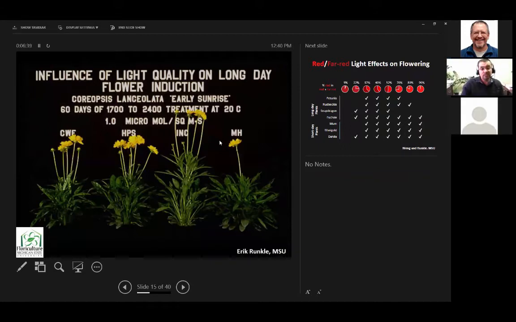And what do we see? Well, as we would expect, incandescent lamps provide a higher percentage of far red light, so obviously we see more stretch. We also see that with Coreopsis, we have flowering with all of the other lamp types. However, with metal halide, we basically see only one flower. So again, we can see the effects of various lamps on flowering. And again, these responses vary by species as well as by cultivar.